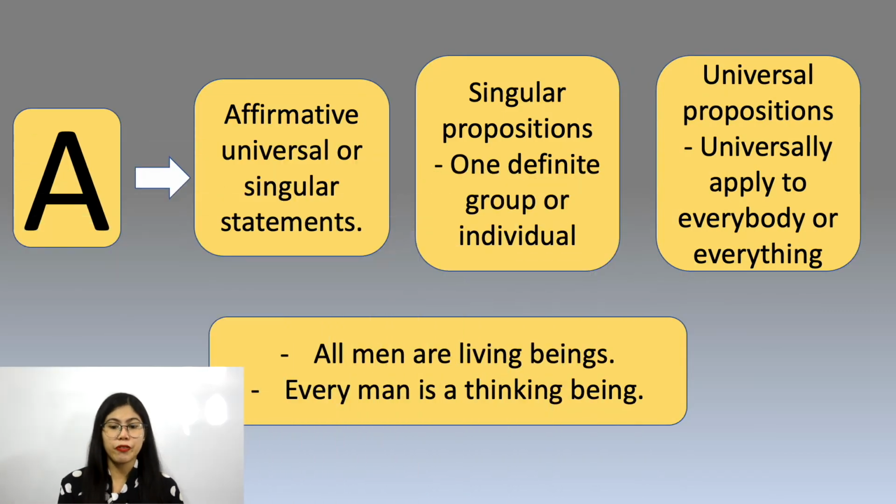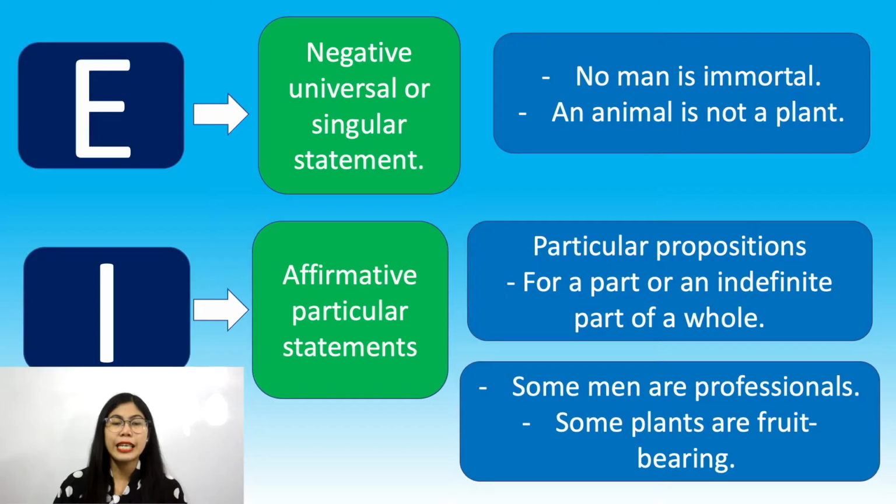All men are living beings. And the other one is every man is a thinking being. As you can see, these statements apply to everybody or every man. It affirms something of all members of a class that makes it a universal proposition, and also pertains to one definite group which are men. Next, the symbol E stands for negative universal or singular statement.